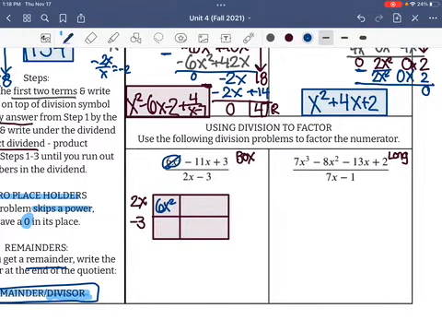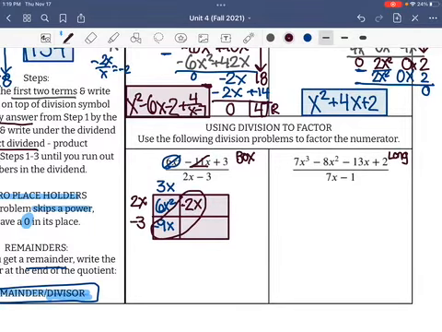And then I ask myself, 2x times what is going to be 6x squared? Well, 2 times 3 is 6, and x times x is x squared. Then you go ahead and multiply that by the negative 3, so that would be negative 9x. And you want this next diagonal to add up to negative 11x. I already have negative 9x, so I need this to be negative 2x.